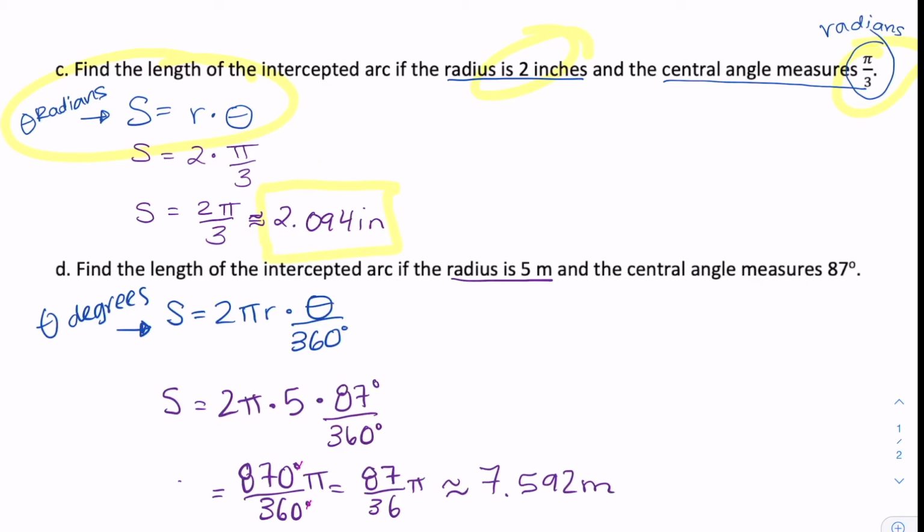For part D, our radius was 5 meters and our central angle was 87 degrees. So this time we needed to use the degree formula, S equals 2 pi r times theta over 360 for our arc length. So after plugging in my radius, 5, and my central angle measure, 87 degrees, I got 87/36 pi meters, or about 7.592 meters as my arc length.